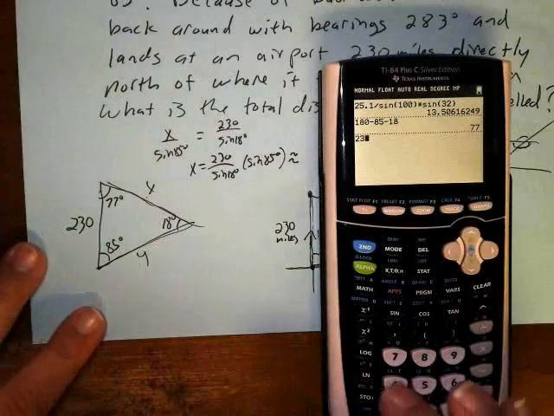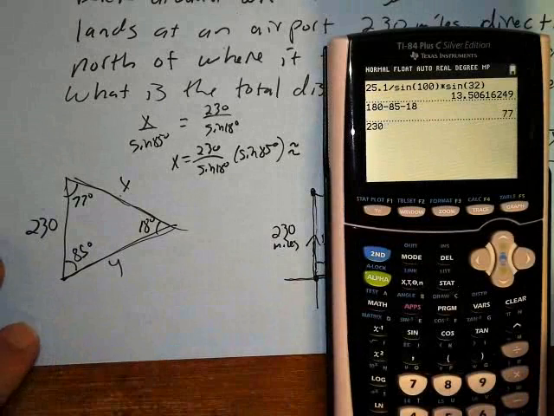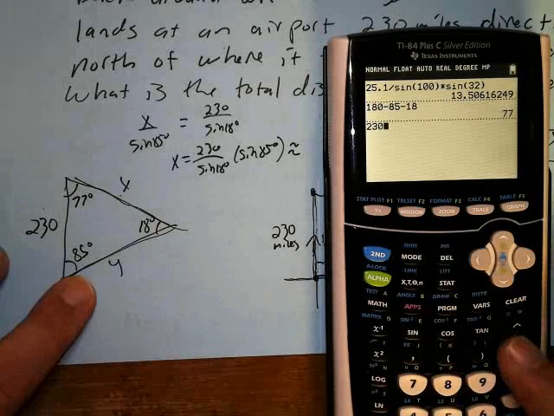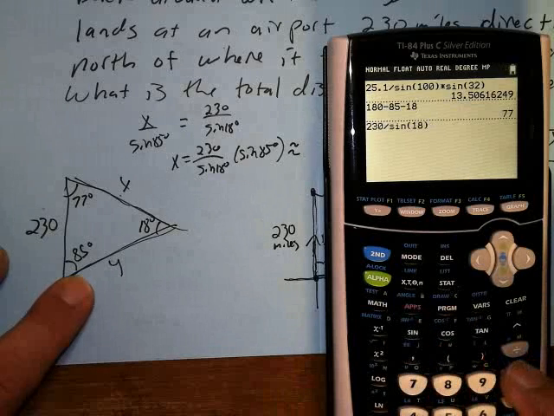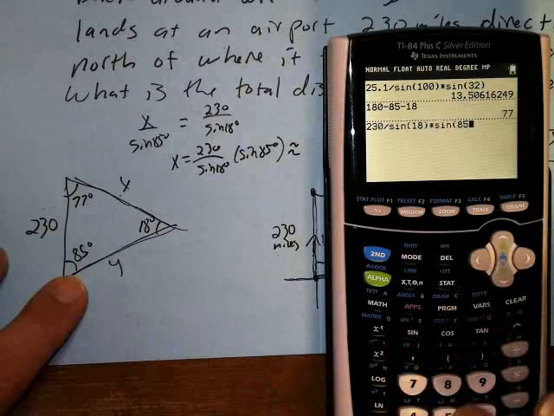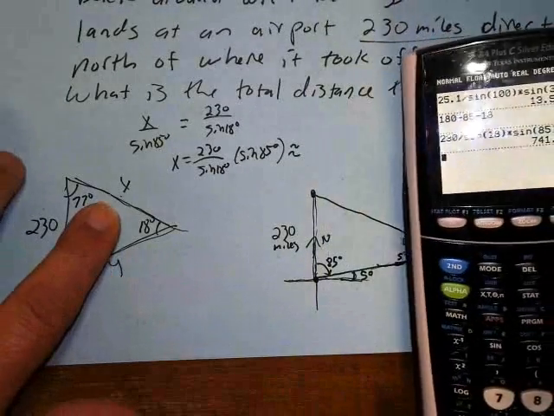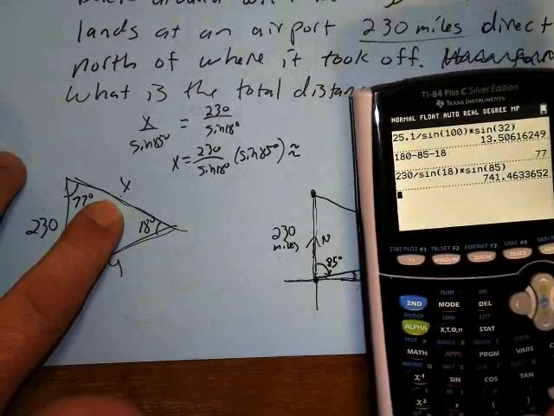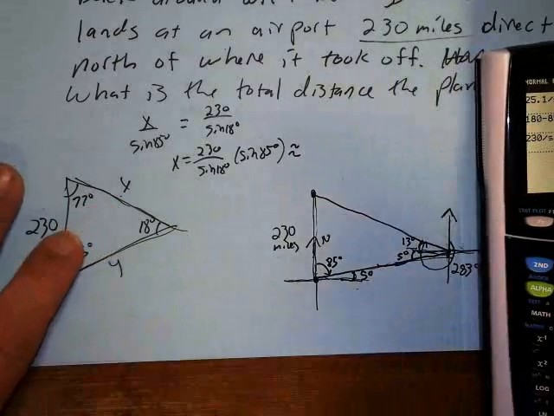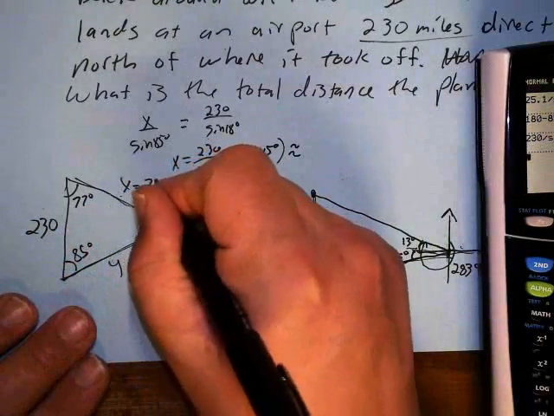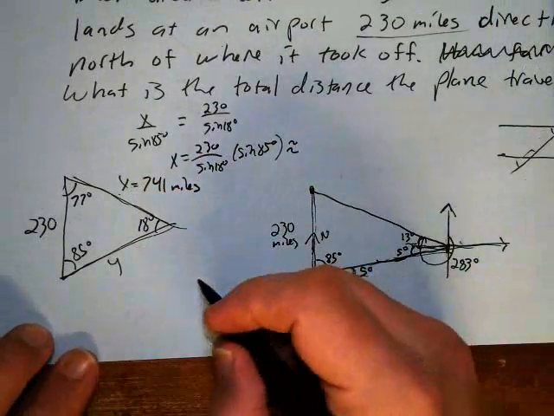And that's going to give me my X here. So 230, maybe I can zoom in on that a little bit, divided by the sine of 18 times the sine of 85. And it looks like X here is 741, and let's just round to the nearest mile. So 741 miles.